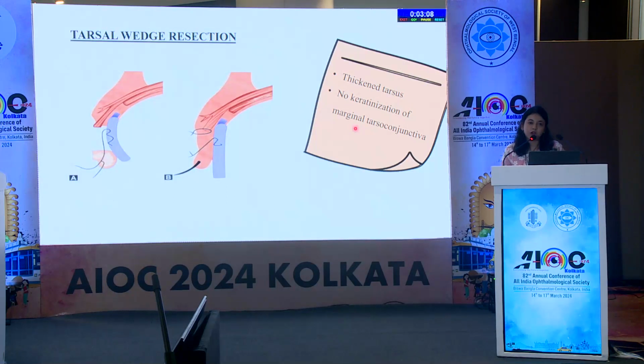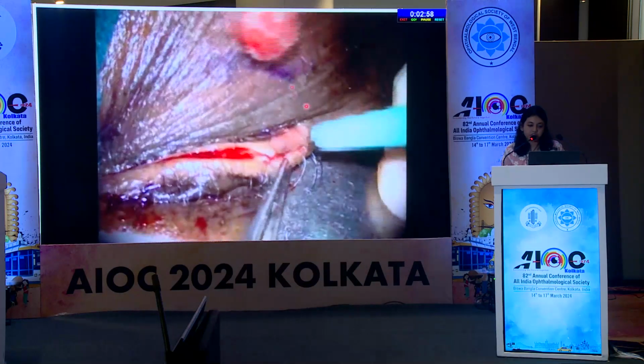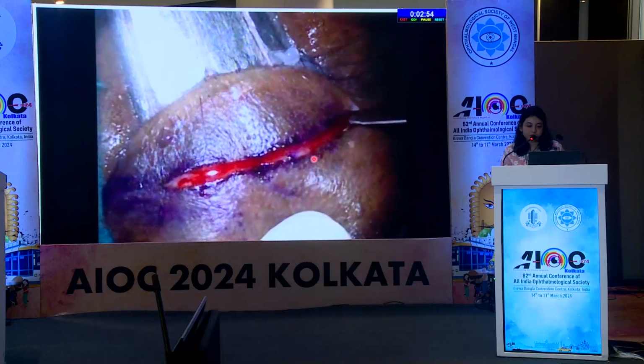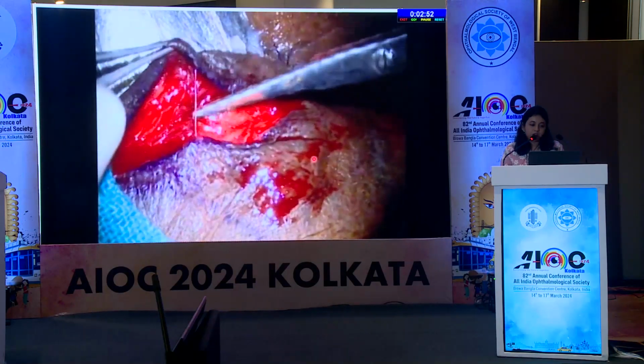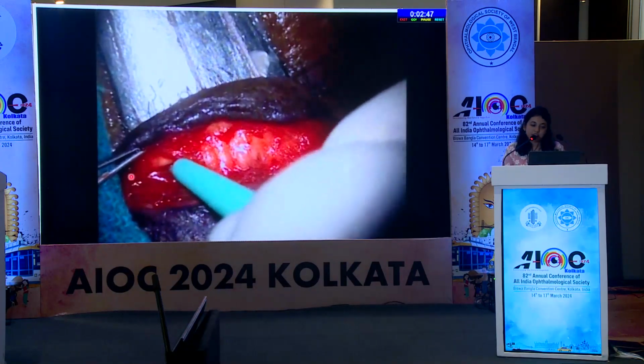So now we discussed what if a patient has a thickened tarsus, like in cases of trachoma. In such a case, it's important that we take a wedge out of that tarsus and evert the lid. So this is a video which shows the tarsal wedge dissection. A gray line split is done first, followed by a lid crease incision. Following this incision, the orbicularis is separated to expose the anterior surface of the tarsus.